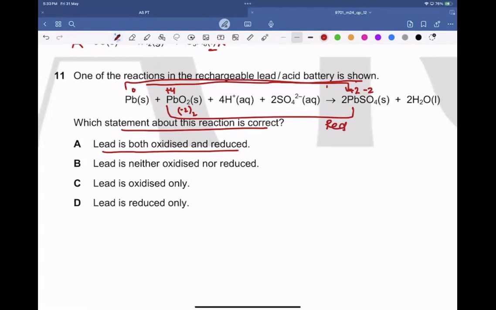Lead is neither oxidized nor reduced, wrong. Lead is oxidized only, no. Lead is reduced only, no. Lead undergoes both reduction and oxidation.